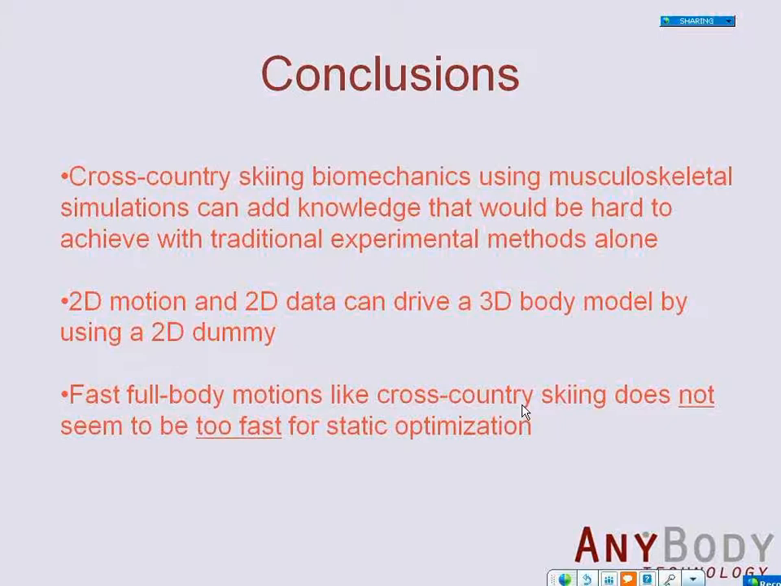And also, fast full body motions like cross-country skiing do not seem to be too fast for the method of inverse dynamics and static optimization. But to be sure about this, or as sure as you possibly can be in this line of work, a thorough validation study together with some clever thoughts of what's fast has to be carried out. But to sum up, much more work is needed on this subject, at least in my opinion.